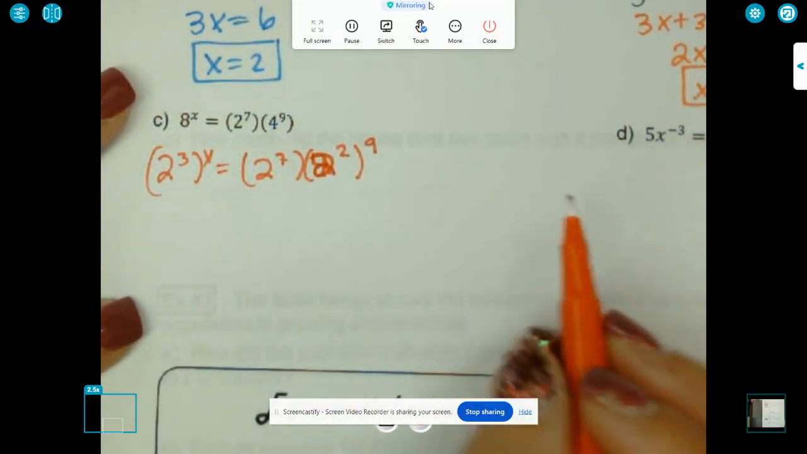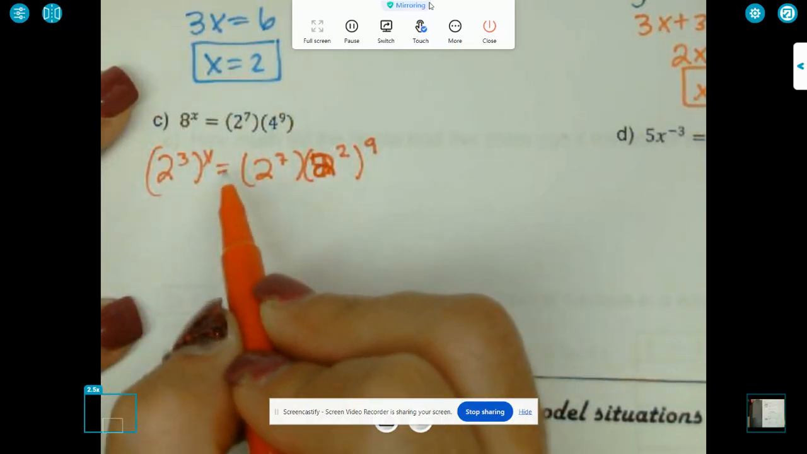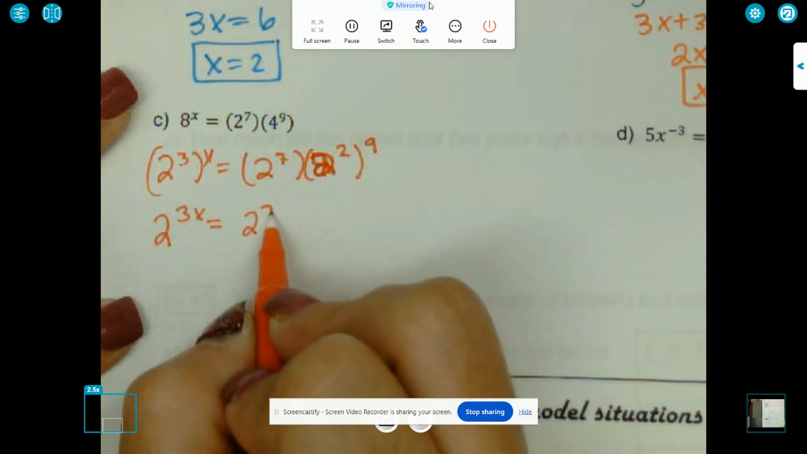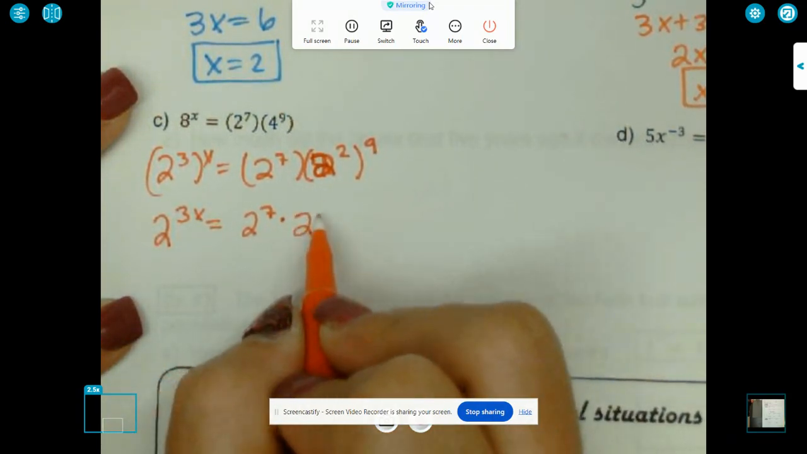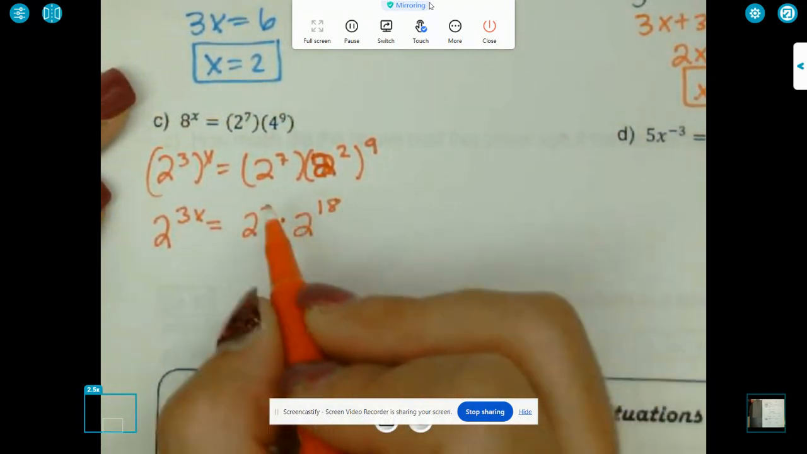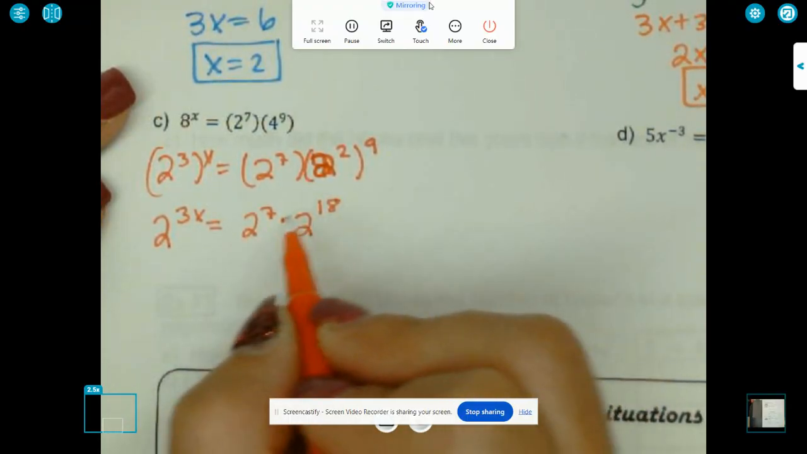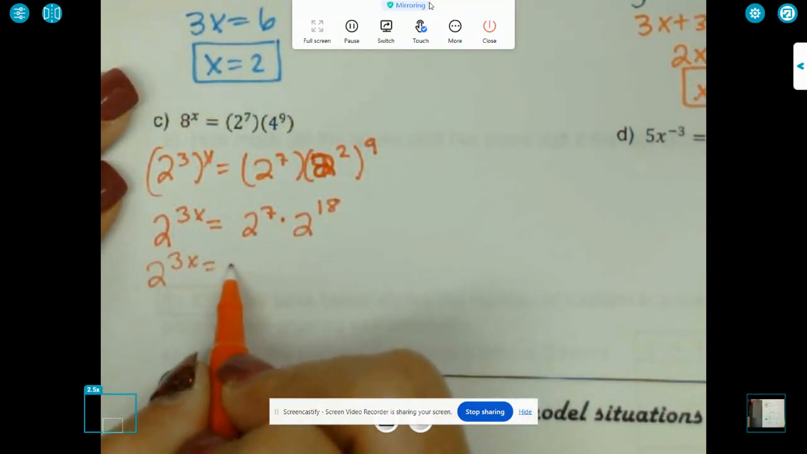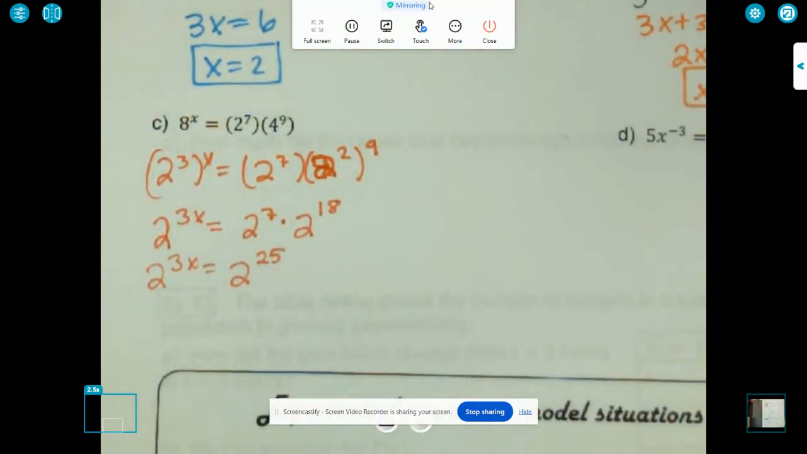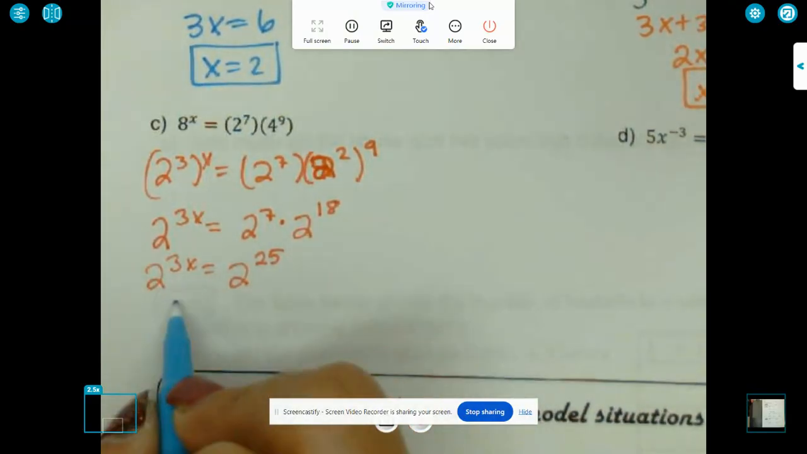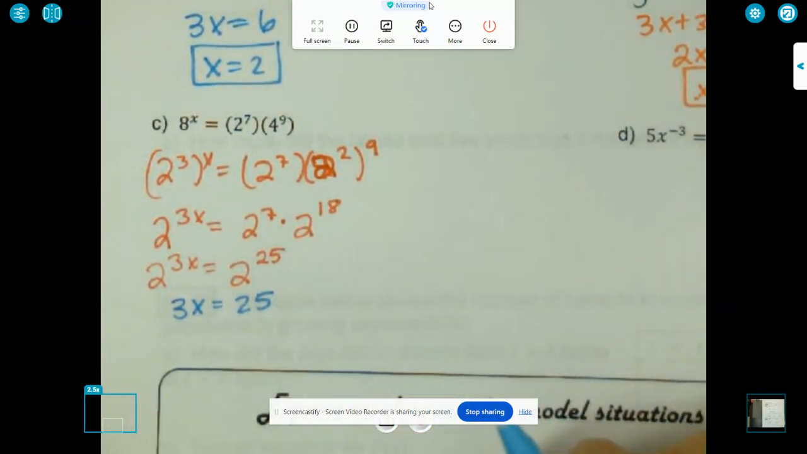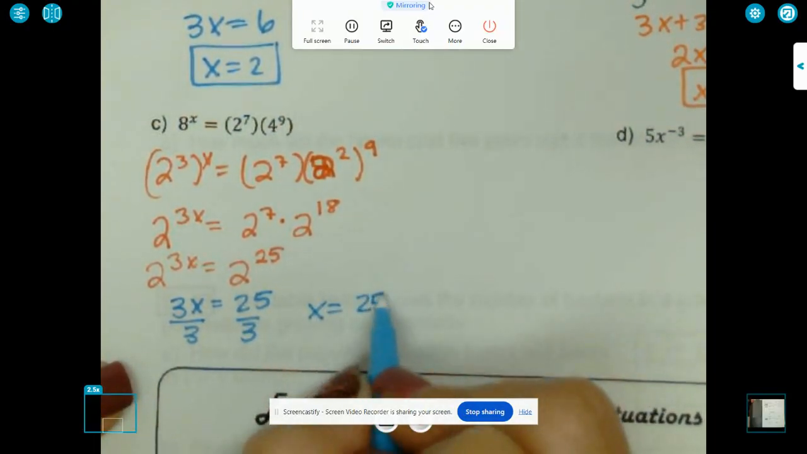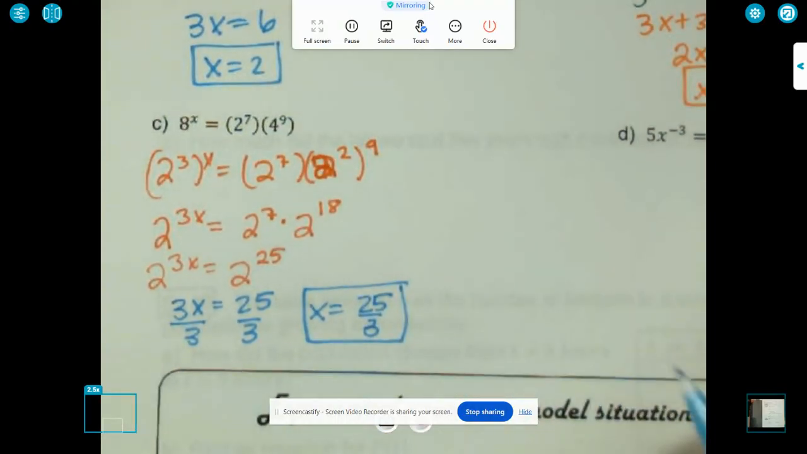So 3 times x gives me 3x. 2 to the 7th times 2 times 9 is 18. So now what do we do over here? Add them first. Okay, so 2 to the 3x is going to equal 2 to the 25th. Now we can set them equal. So we can say 3x equals 25. So what does x equal? 25 over 3.